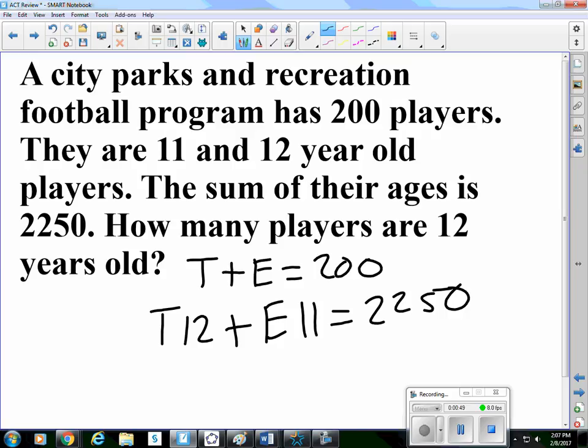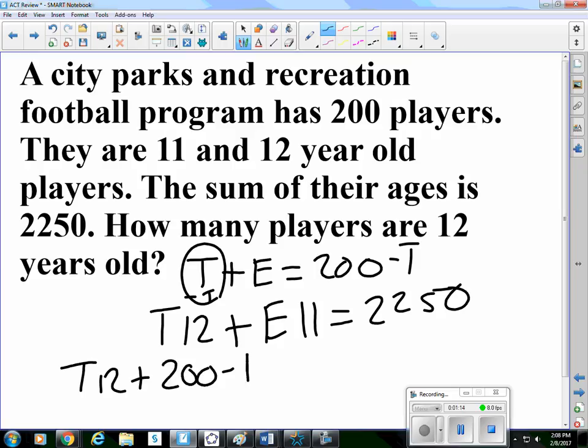If we solve the top equation for E, we just subtract t, the 12-year-olds, from each side. So the number of 11-year-olds is equal to 200 minus the number of 12-year-olds. So we could write the second equation with only t. So we replace the e with 200 minus t from the equation above.